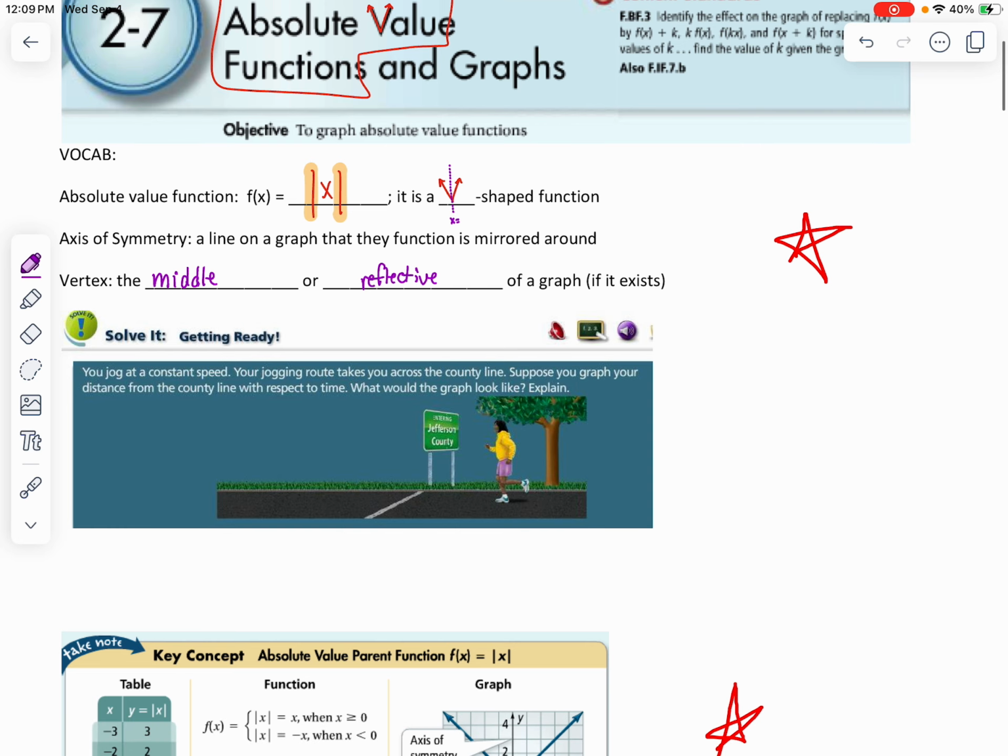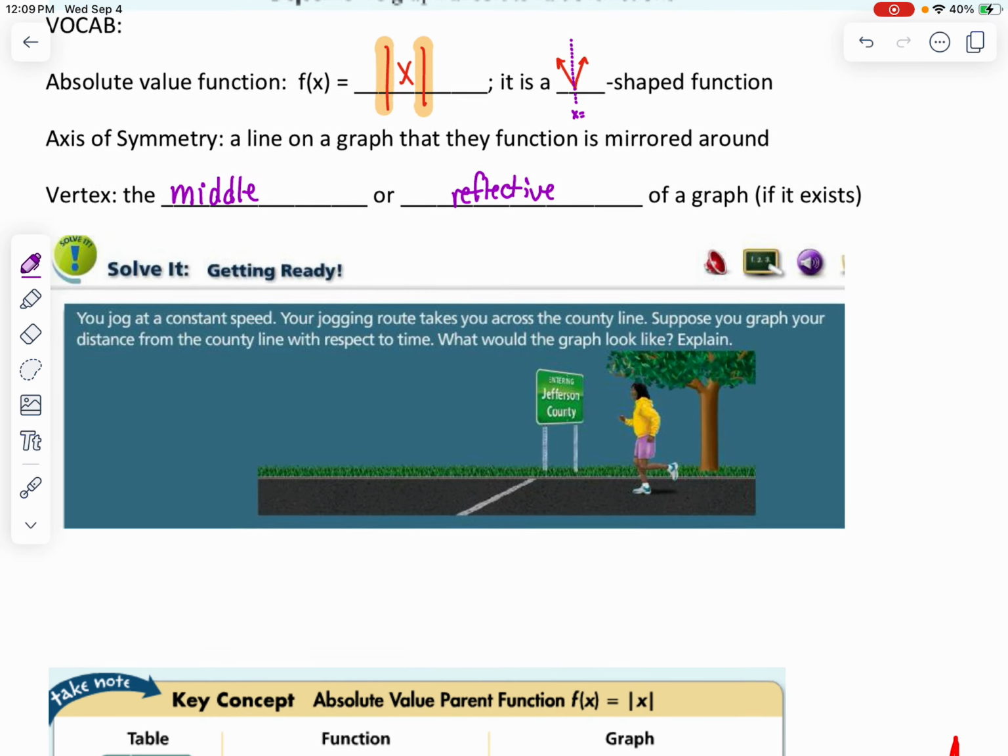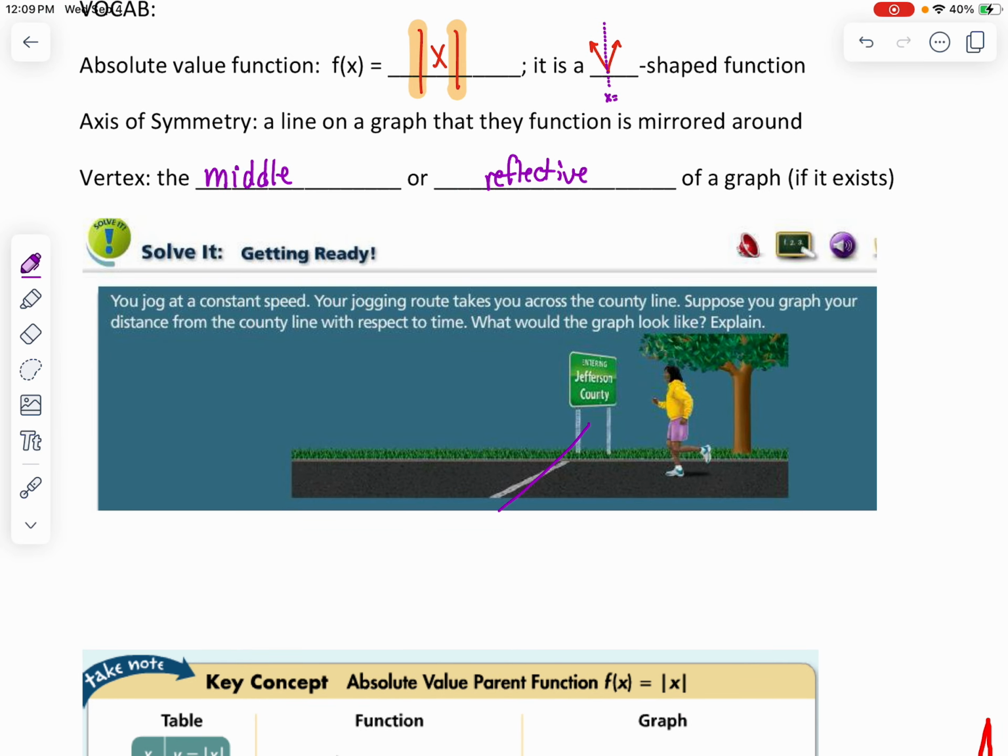So this particular got it problem is just trying to say, like, you're jogging and it takes you across this county line. Suppose you graph your distance away from that county line that I just drew really poorly. So what's going to happen is this distance is going to decrease as you get closer. So let's say like right here, you are 3 units away from the county line. Well, when you're here as well, you're also another 3 units away from the county line. And when you're right here, you are 0 away from the county line. So if you were to graph that, it would be like a 3, and then a 0, and then a 3.